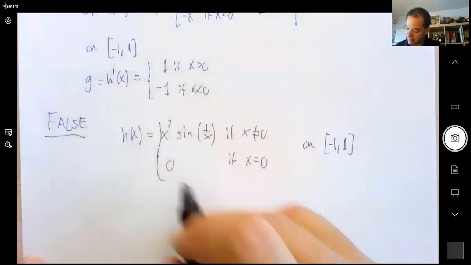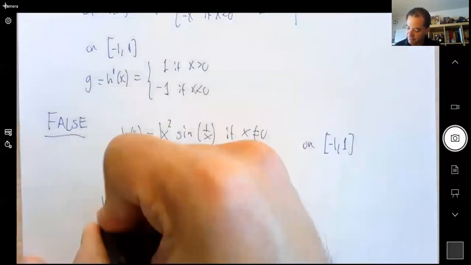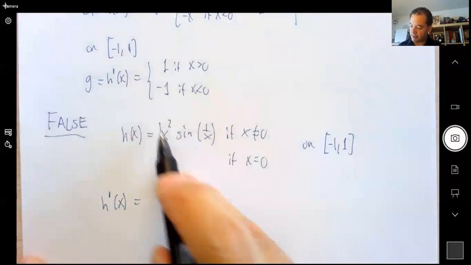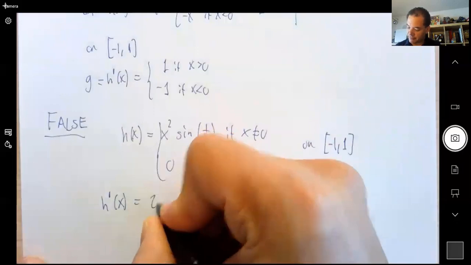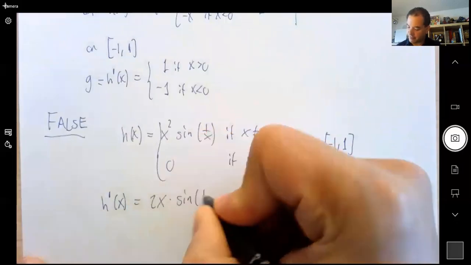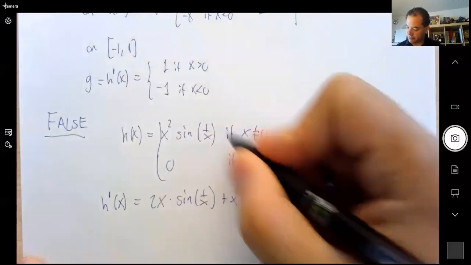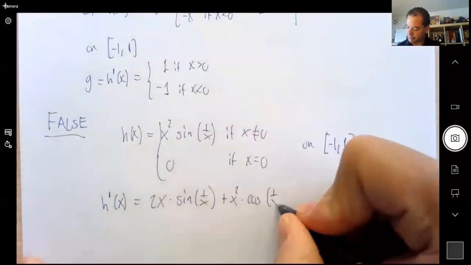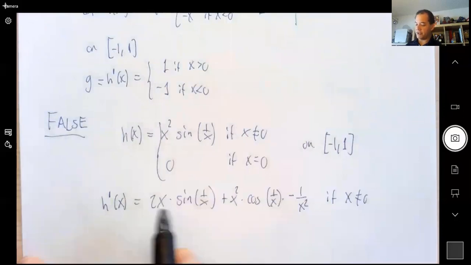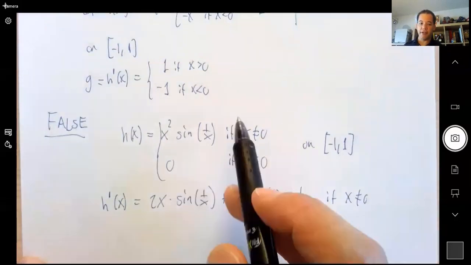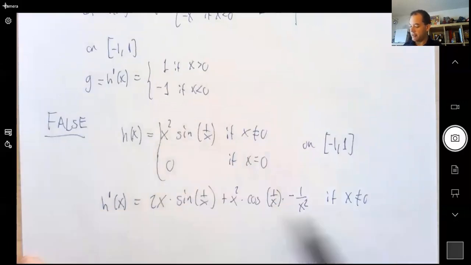Well, because what's the derivative? If x is not 0, you can simply use the product rule or whatever, right? So the derivative will be 2x times sine of 1 over x plus x squared times cosine of 1 over x times the derivative of 1 over x, which is -1/x², if x is not 0. So it works. It is differentiable because each piece is differentiable and the product of differentiable functions is differentiable and the product rule works. So this is good. So the only one we're missing is 0, right? So 0 we need to do separately.